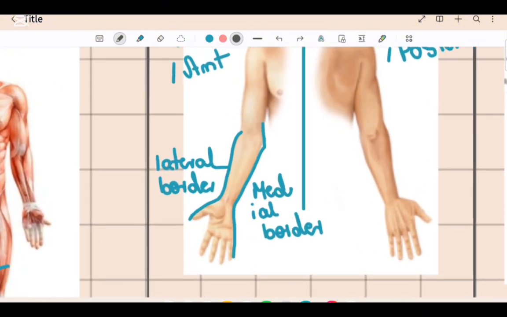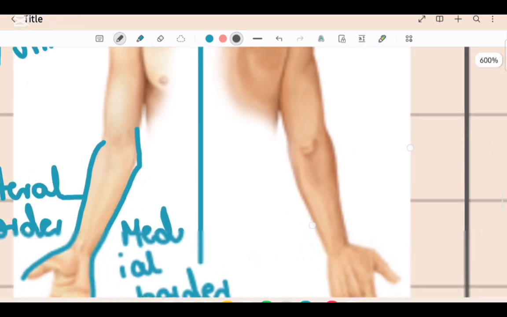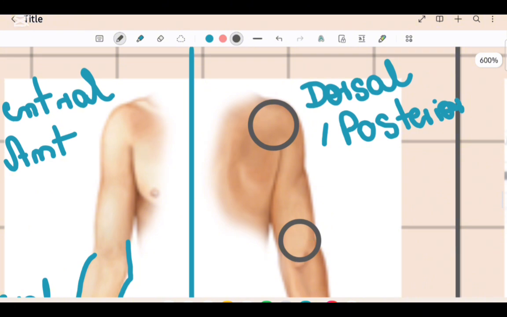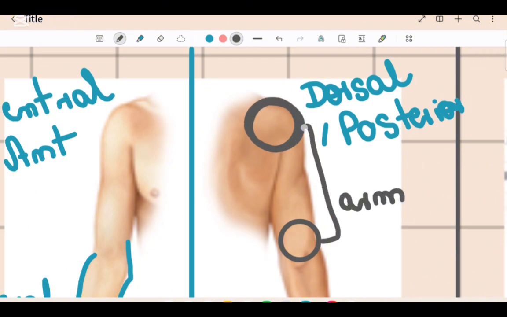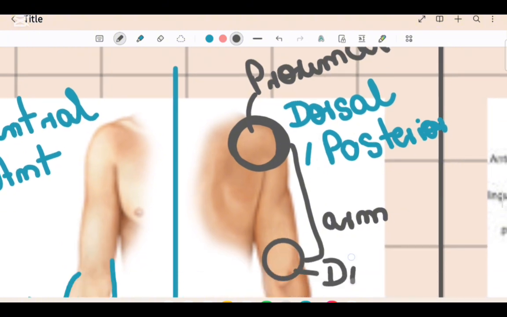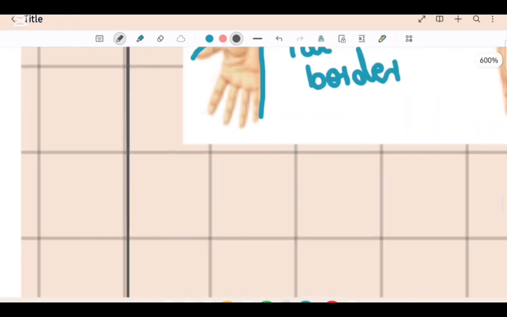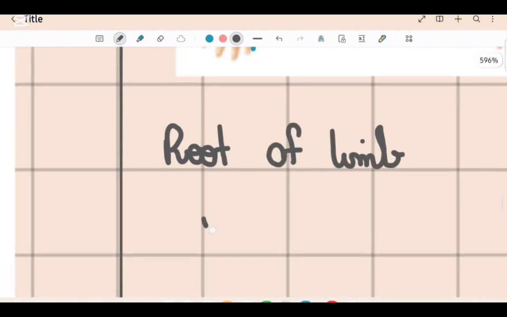Now we have the proximal and the distal. Proximal is basically closer to the root of the limb, and distal is basically away. For example, this is your arm. Anything which is closer to the root of your arm is proximal, and anything that is away from your root is distal. Let me tell you, the root of the limb is the attachment of the limb to the trunk.